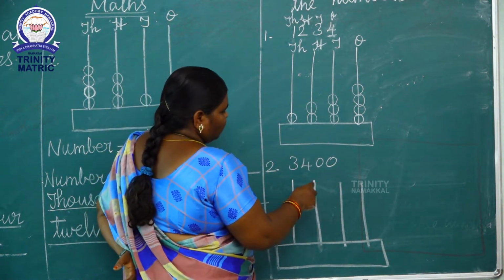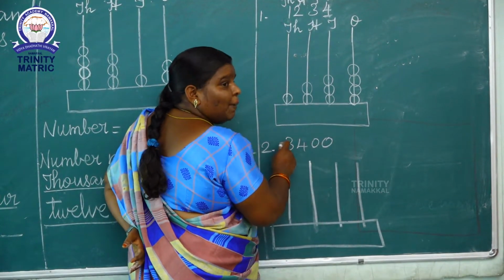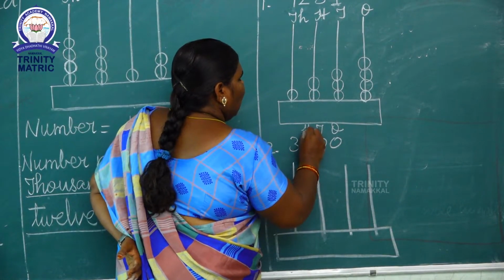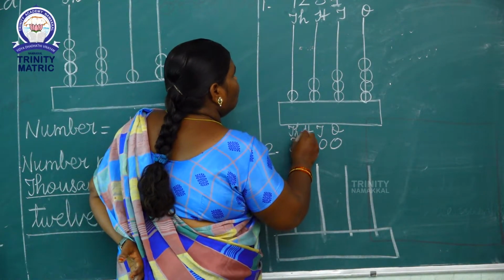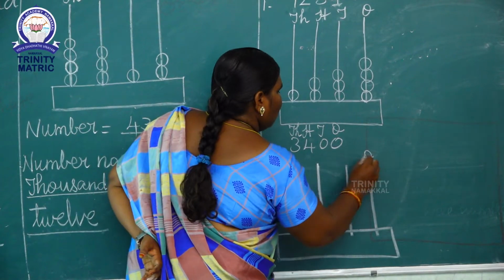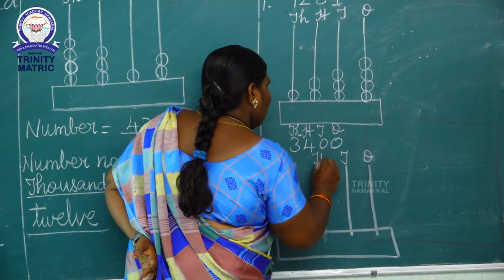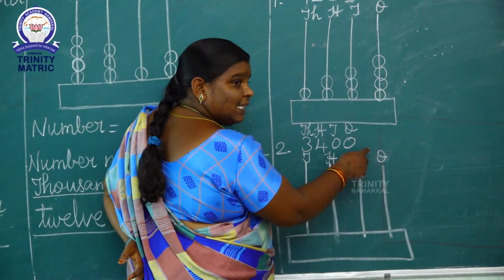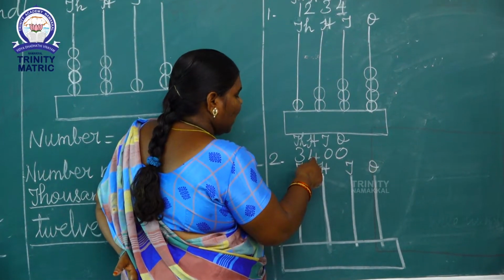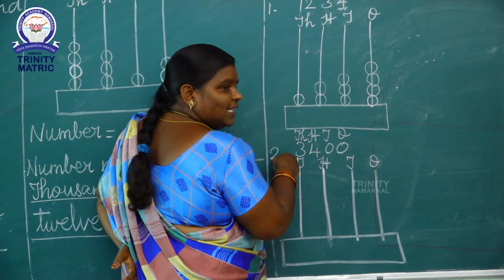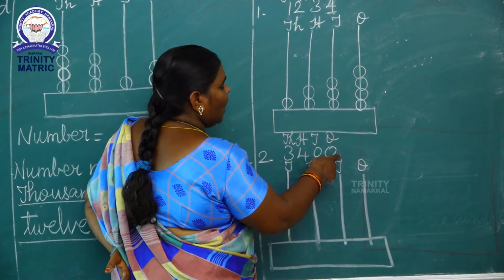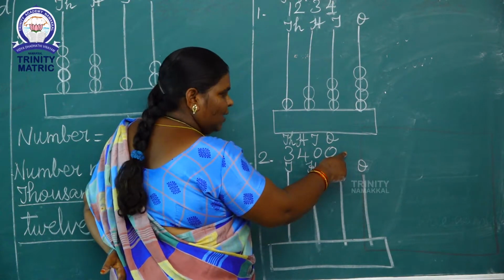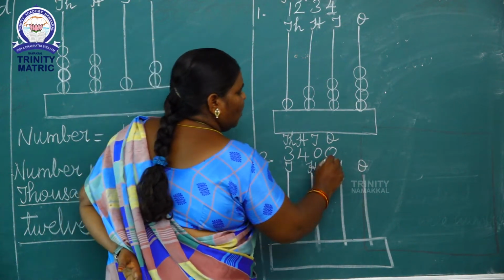Next, first you say the place value: ones, tens, hundreds, thousands. Okay. First you read the number: ones, tens, hundreds, thousands. So you read the number 3400. Okay.